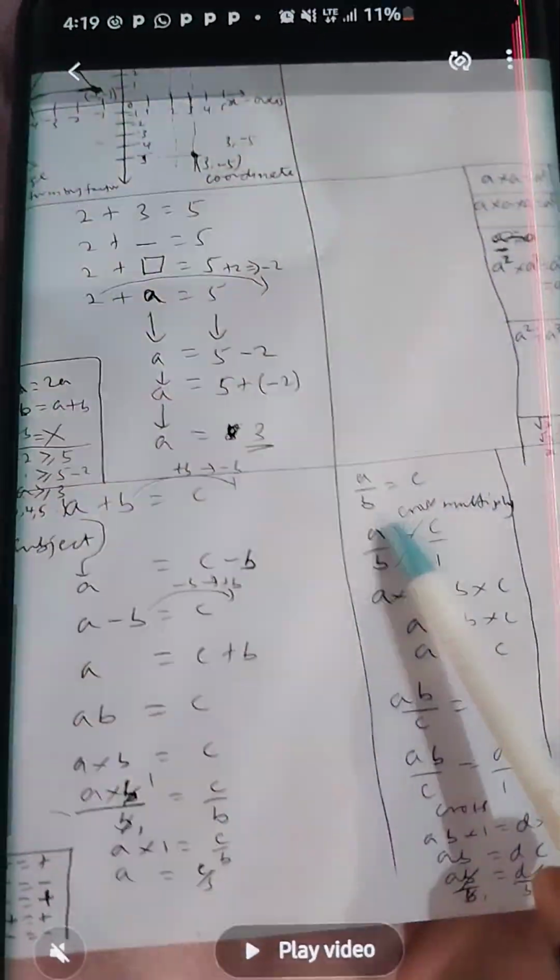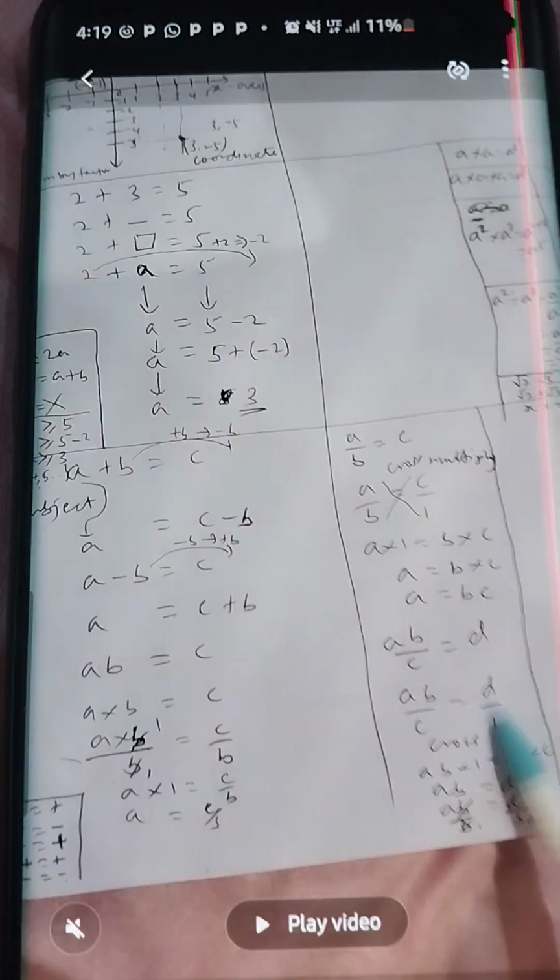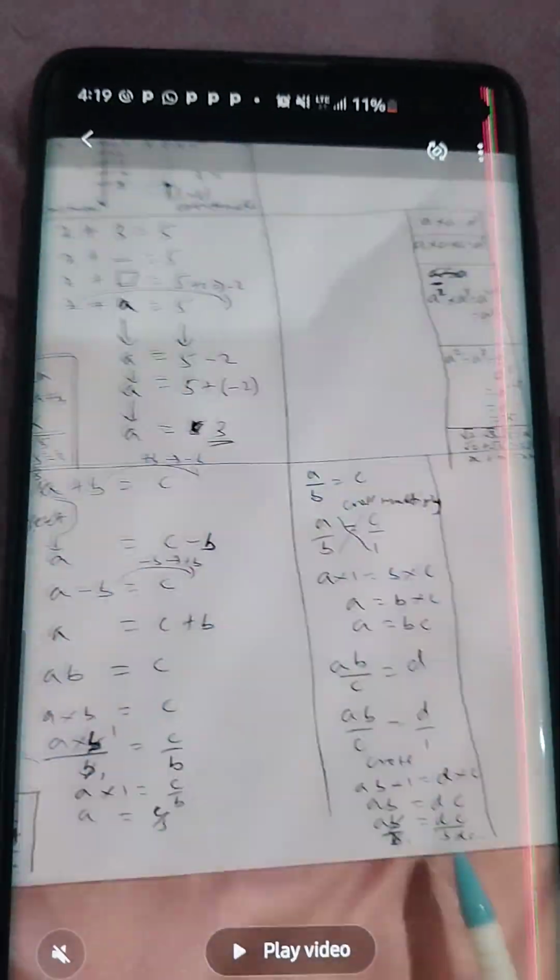Bits and pieces of that will strengthen your foundation in spelling. All right.